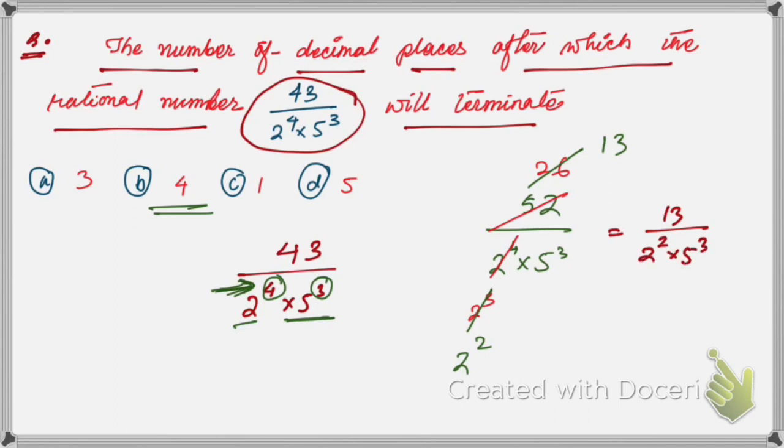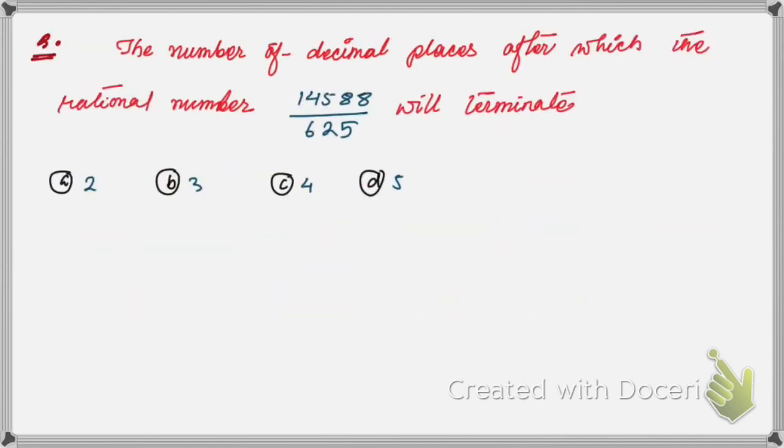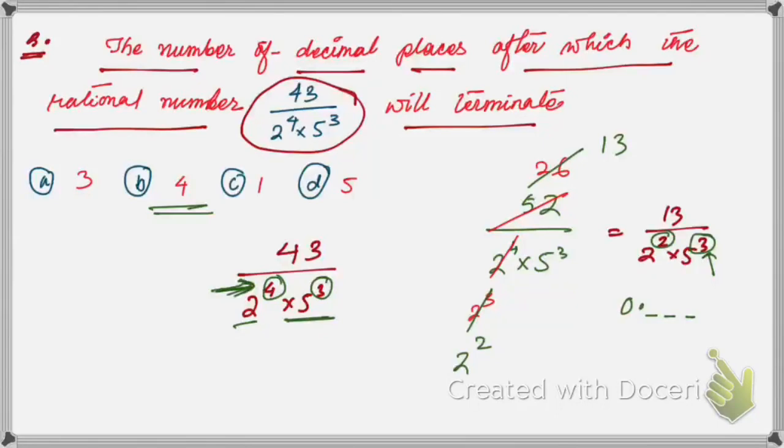So here you see we have got the powers 2 and 3. So which one is the greater power? 3. So in this case this will terminate after 3 decimal places. That means after the decimal there will be 3 digits, then it will terminate. So hope you have understood this. Now let's go to next question. It was asked in HSLC 2017.